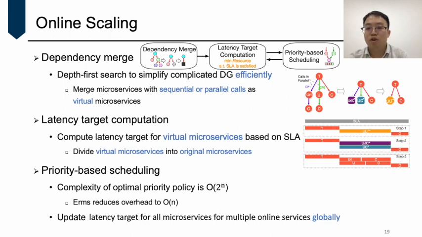Workload orders on the shared microservice have changed with the priority-based scheduling, so we update the latency targets for all microservices to optimize resource allocations for multiple online services globally.